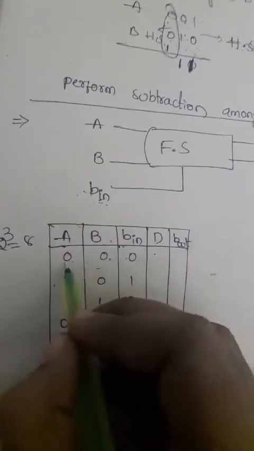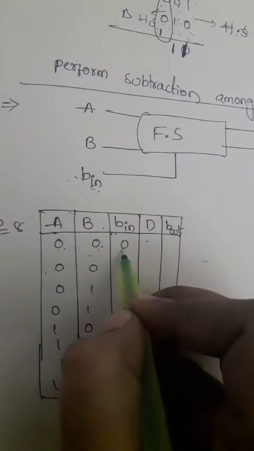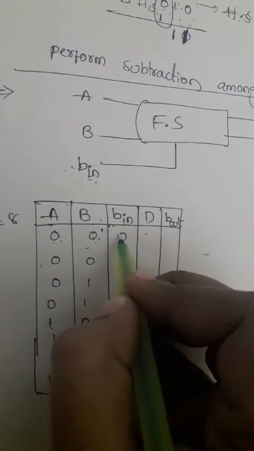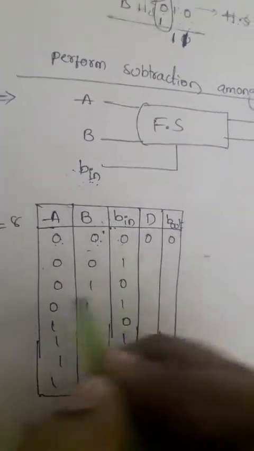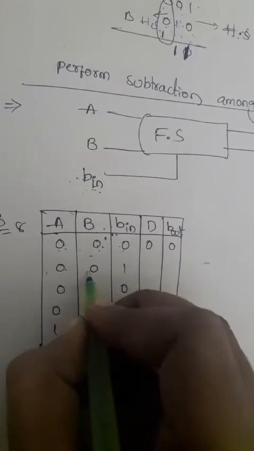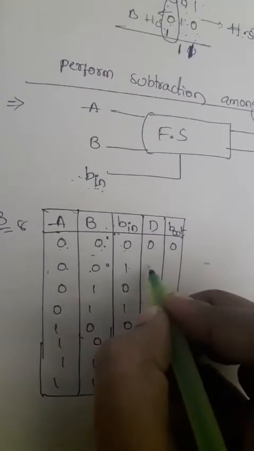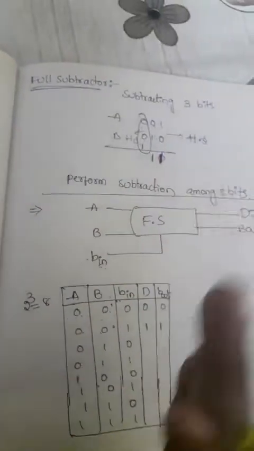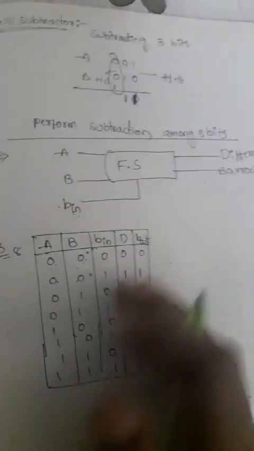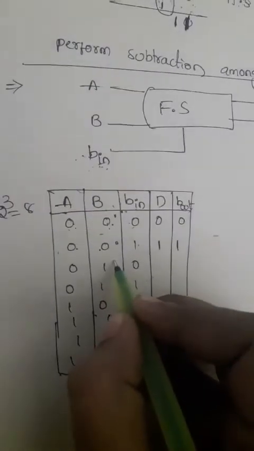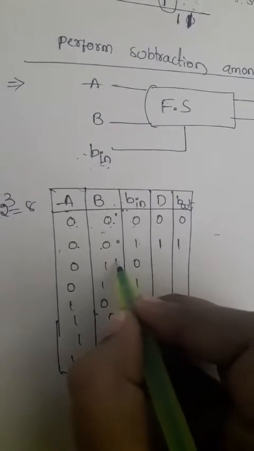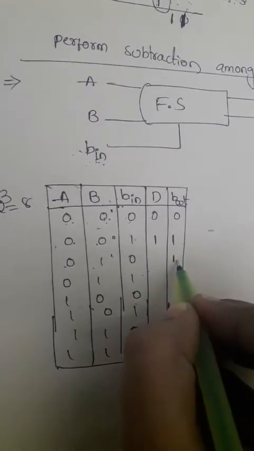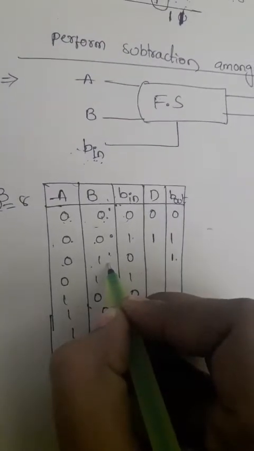First I take A minus B, and that result is subtracted with B in. So 0 minus 0 is 0, and 0 minus 0 is 0, so there is no borrow. Difference is 0, borrow is 0. Next, 0 minus 0 gives 0. Then 0 minus 1 gives 1, and borrow is also there. 0 minus 1 is nothing but we get borrow 1 and difference 1. Next, 0 minus 1 gives difference 1 and borrow is also created. In the 0 minus 1 case, I can directly place borrow as 1.